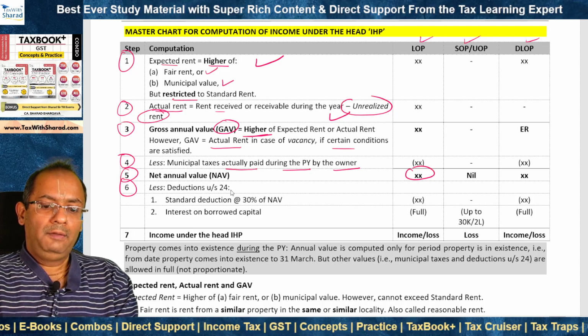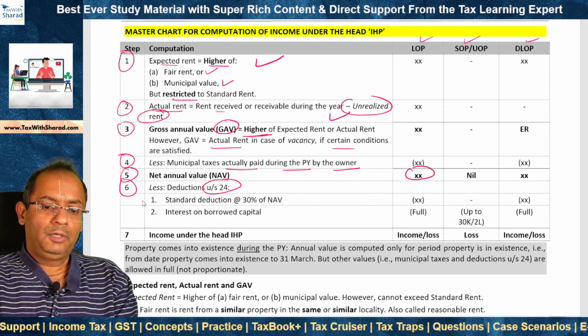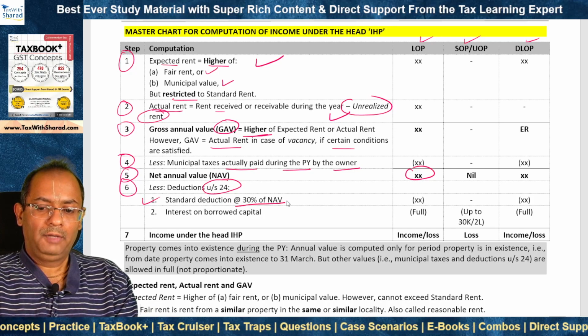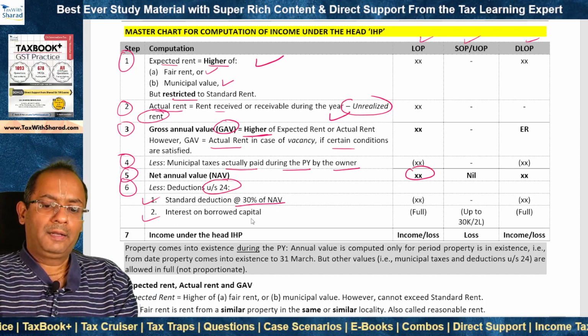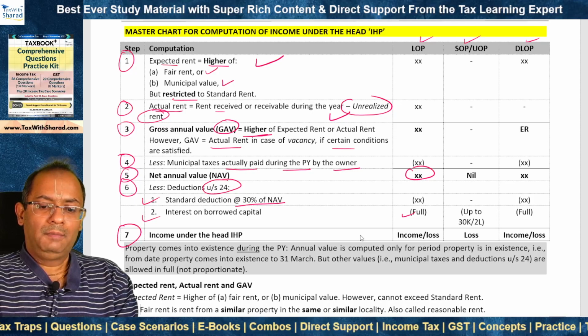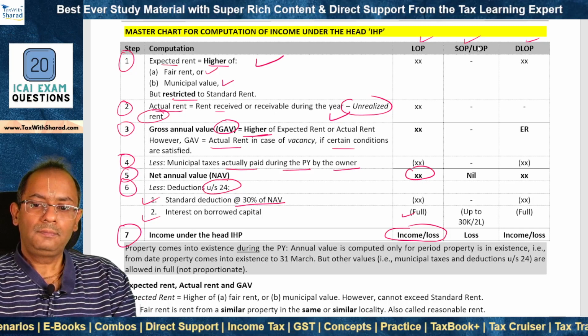From the NAV, we allow deductions provided under section 24. And there are two deductions. One is on account of standard deduction, which is at the rate of 30% of NAV, and interest on borrowed capital to the full extent. And that gives us the income under the head IHP, which can either be income or loss.